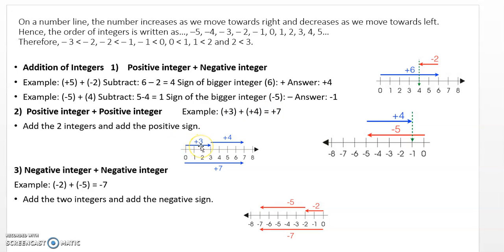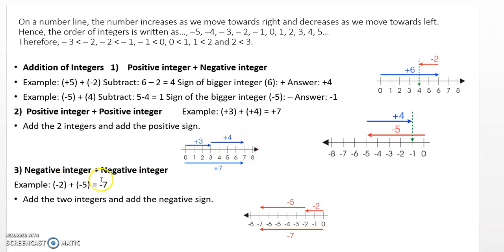Now how to show this on the number line? So it is at plus 3. So we have moved from the 0 to the 3 points front, towards the right side, and then plus 4. Plus 4 means it will be towards the right side of the 0. So plus 4, you get 7.